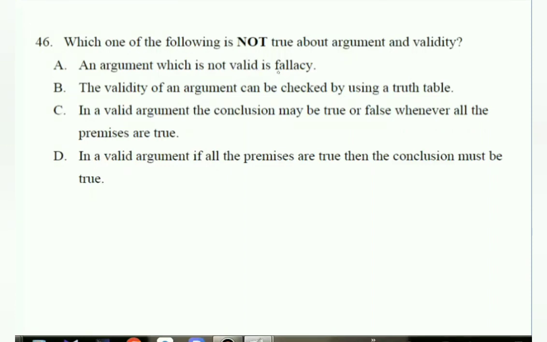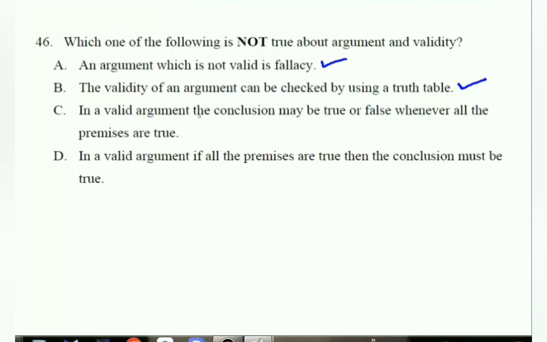Which of the following is not true about argument and validity? An argument which is not valid is a fallacy, definitely. The validity of an argument can be checked by using a truth table. Yes, we can check the validity of an argument by using a truth table.